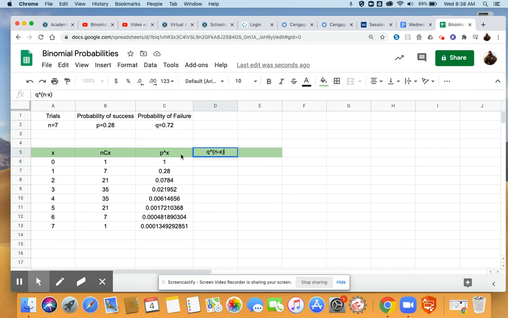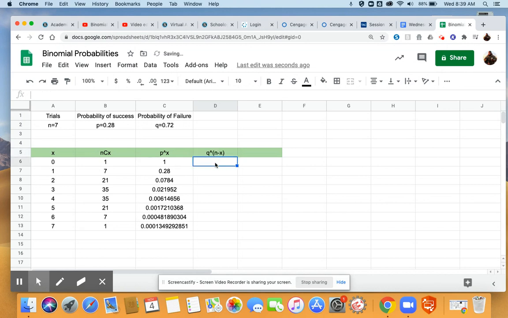Now, I'll explain a little bit about what these 2 exponents mean. If you're looking for 3 successes, if you think back to the multiplication rule, you'd have to have 3 successful trials and 4 failure trials. So if you have 3 successful trials, you're going to have 0.28 times 0.28 times 0.28. Then you're going to have 4 failing trials, so you're going to have 0.72 times 0.72 times 0.72. So these 2 exponents will always add up to n, your total number of trials, because they represent the number of successful trials and the number of failure trials.